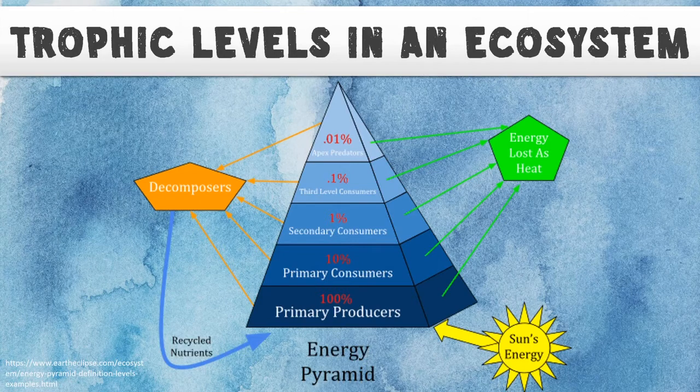Where does 90% of the energy go? Some of it is used to fuel body processes such as growth, repair, and reproduction. Most of it is transferred to the atmosphere as heat.